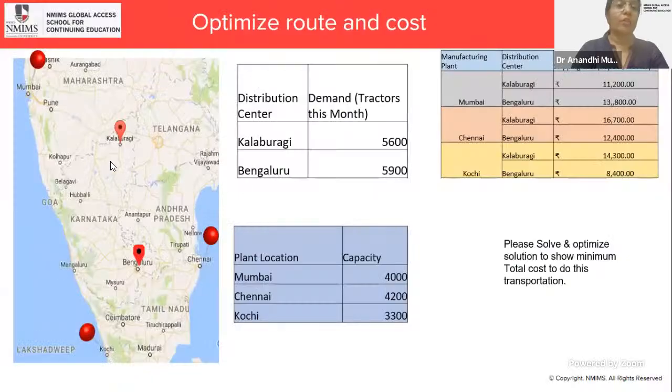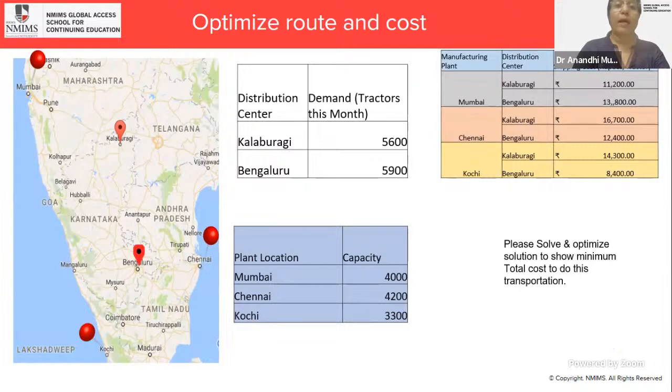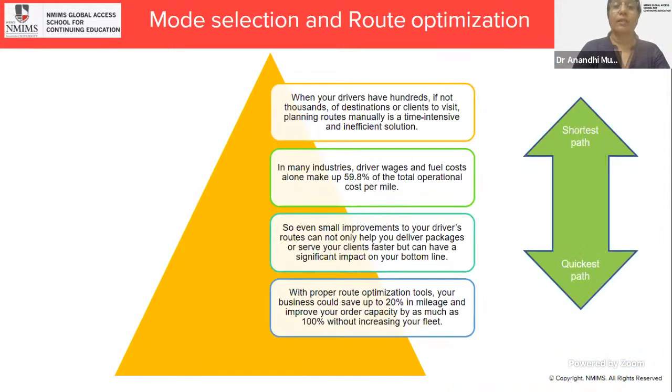Okay, see, logically, to cater to the Kalaburgi demand, you first have to procure the complete Kalaburgi demand from Mumbai, which is closely located, and then go with the other location. So that's what the solver has also suggested, and this will be the optimal cost I will incur. Fine. This is for transport planning with route optimization and capacity location.